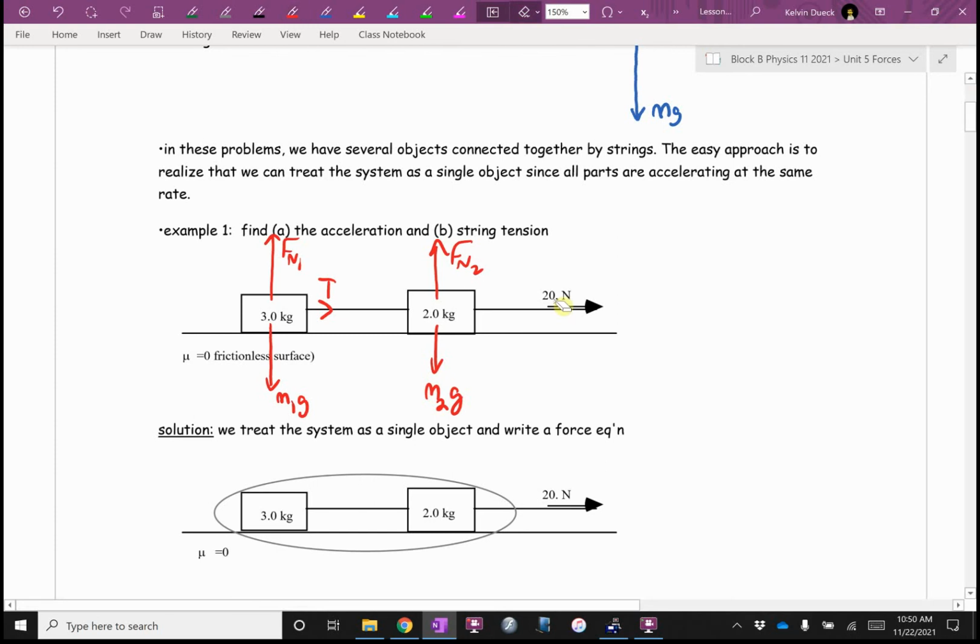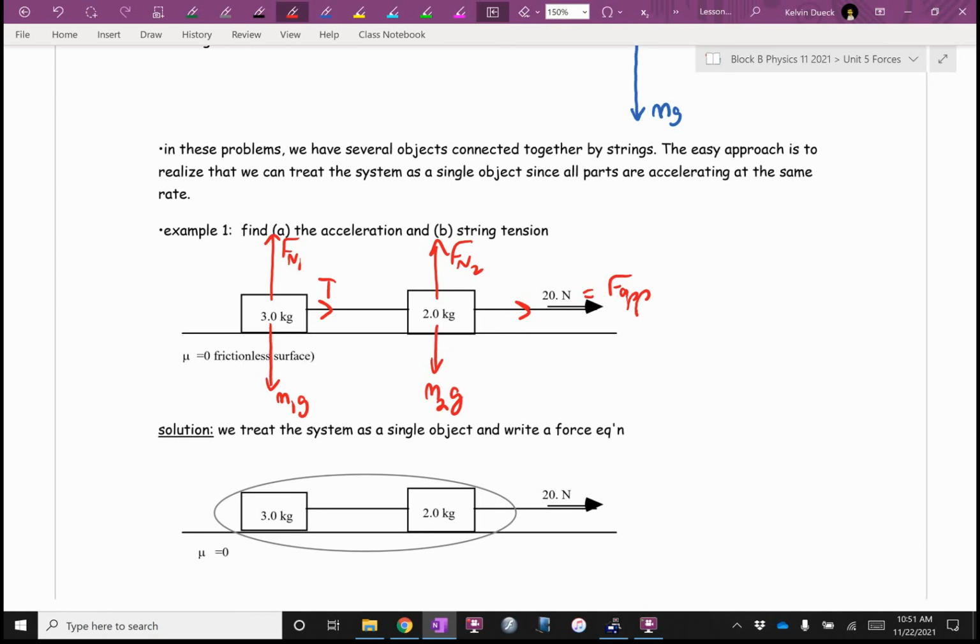What else? We have this 20 coming from off the page. What do we call the mystery force coming from off the page? You remember? Yep. There's definitely an F applied. We're missing one more. Can we see it? Mu equals 0. I think we're on a frictionless surface. But we're missing one more.